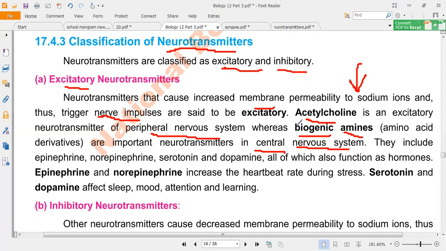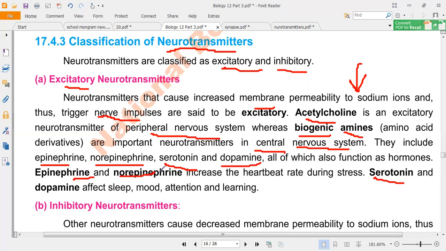So in biogenic amines, we can have epinephrine, norepinephrine, they work oppositely, antagonistically as well, serotonin and dopamine. So these are such type of hormones which are biogenic amines, and they are excitatory in nature. And the next one is serotonin, a very, very important amine. They all act as hormones as well as neurotransmitters.